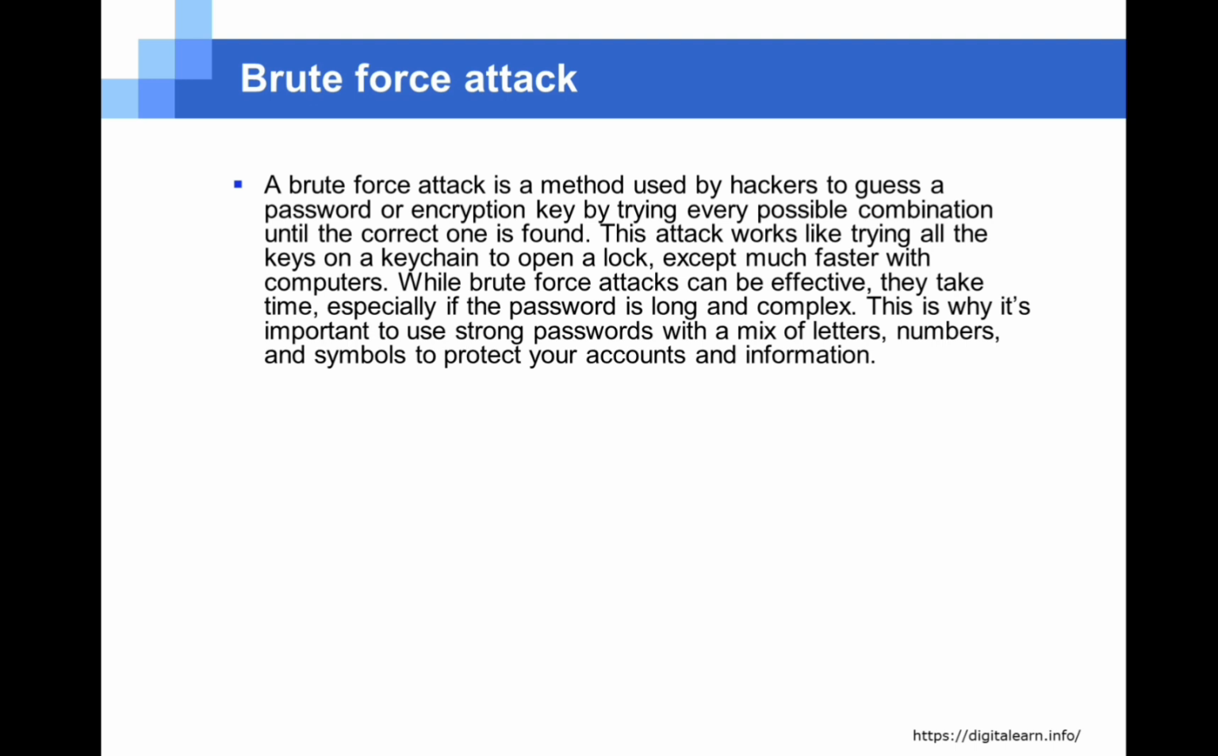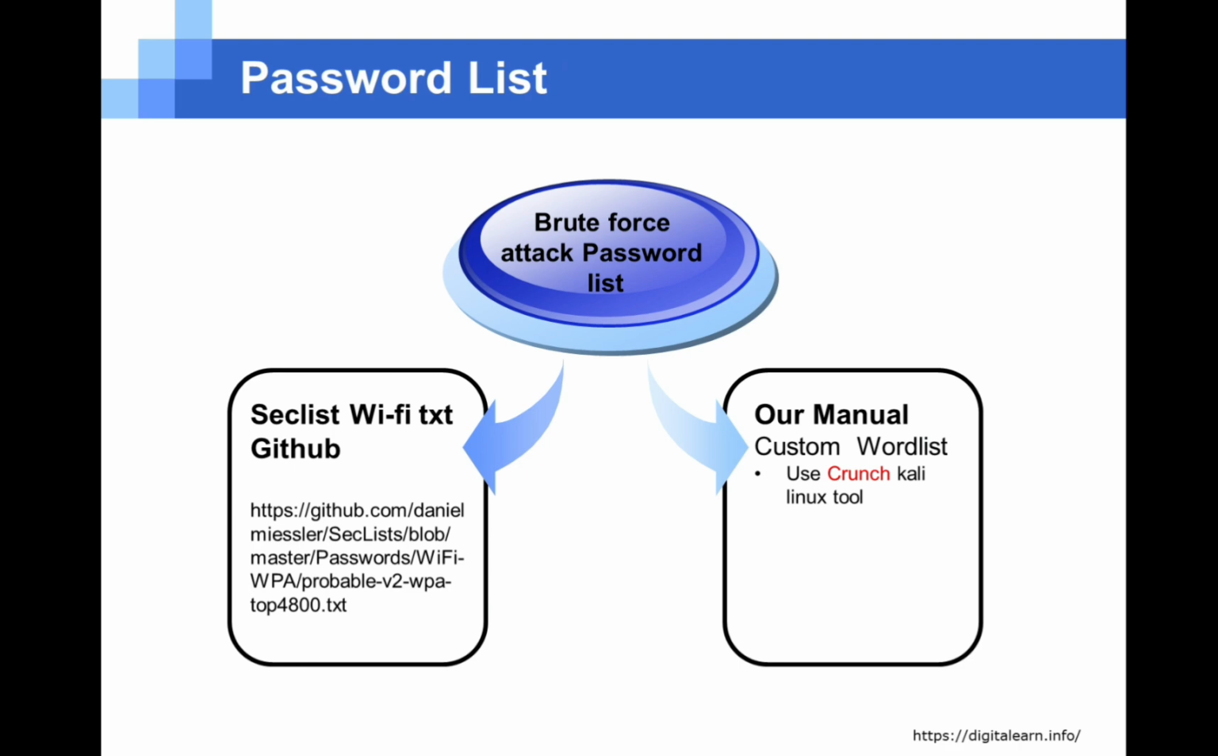Let's move on to the next topic, brute force attack. What is brute force attack? Brute force attack is a technique in which a list of passwords is given and attacked. What is a password list? To perform a brute force attack, you need a list of passwords. You have two ways to get one. First is to go to Google and search seclist wifi password.txt, and the second is to create it manually. You can use the crunch tool for Linux. But I will show you a list of passwords.